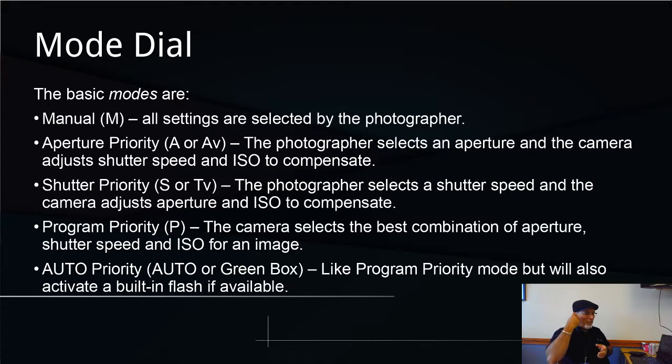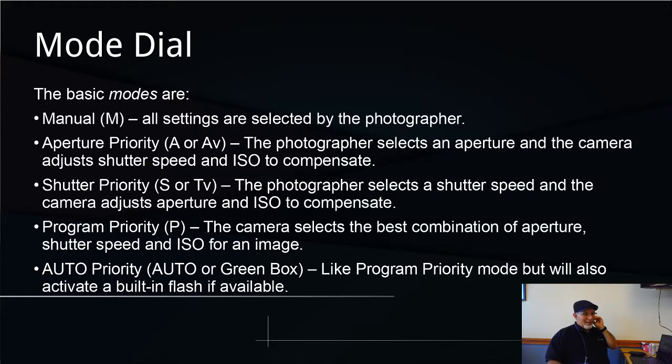The other thing to do is remember to control your metering. Narrow down your metering, because if you try to evaluate the whole scene, you might have someone in a spotlight and the rest of the scene is dark, and it's going to try and evenly expose the whole thing, and then it looks like somebody set them on fire.